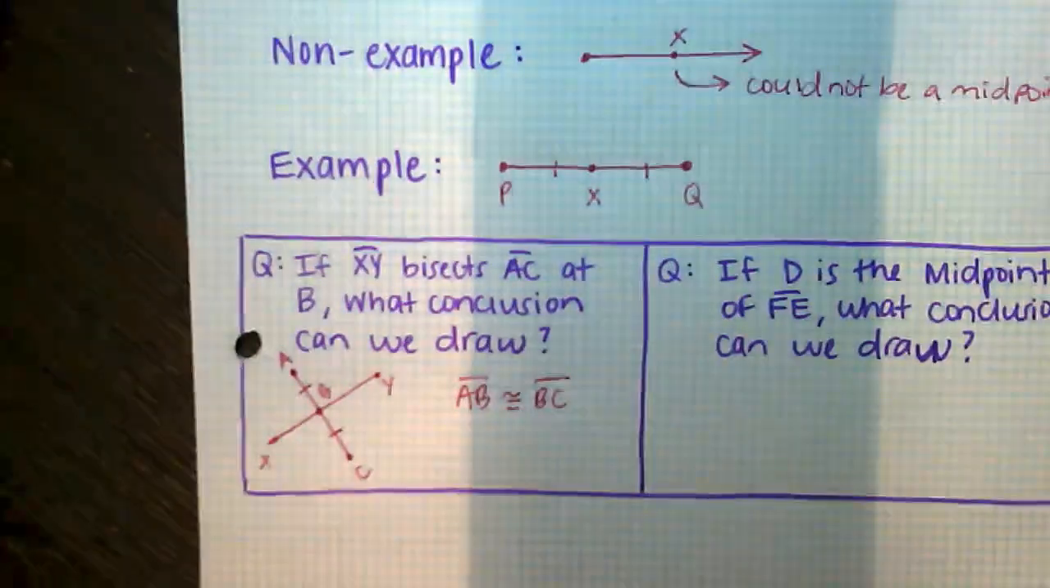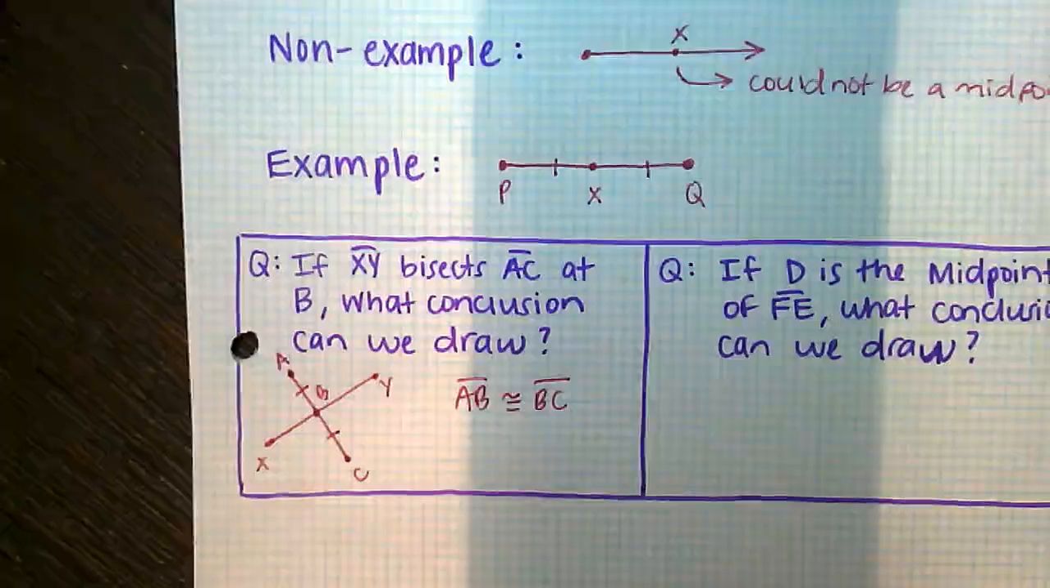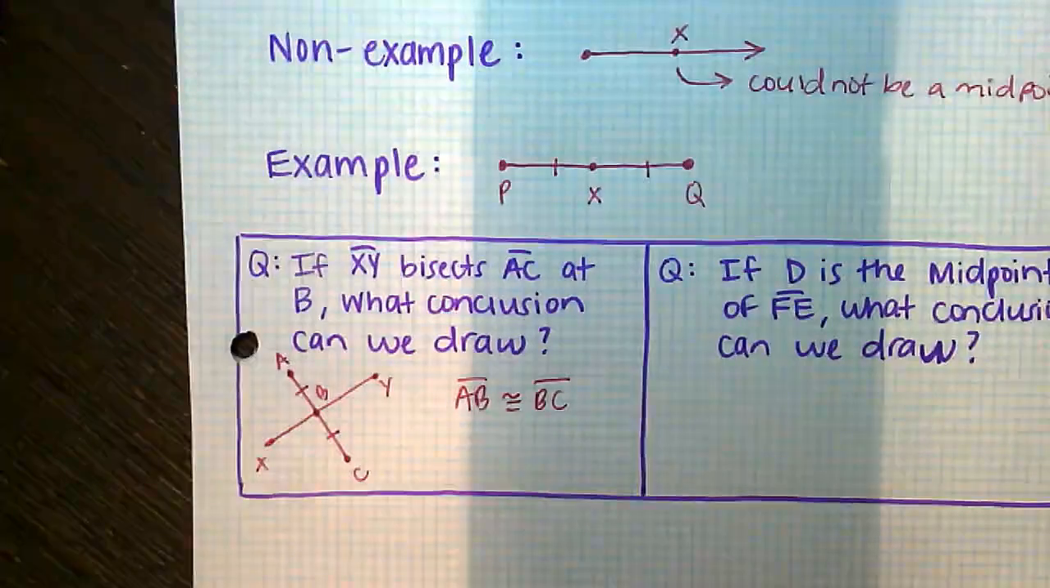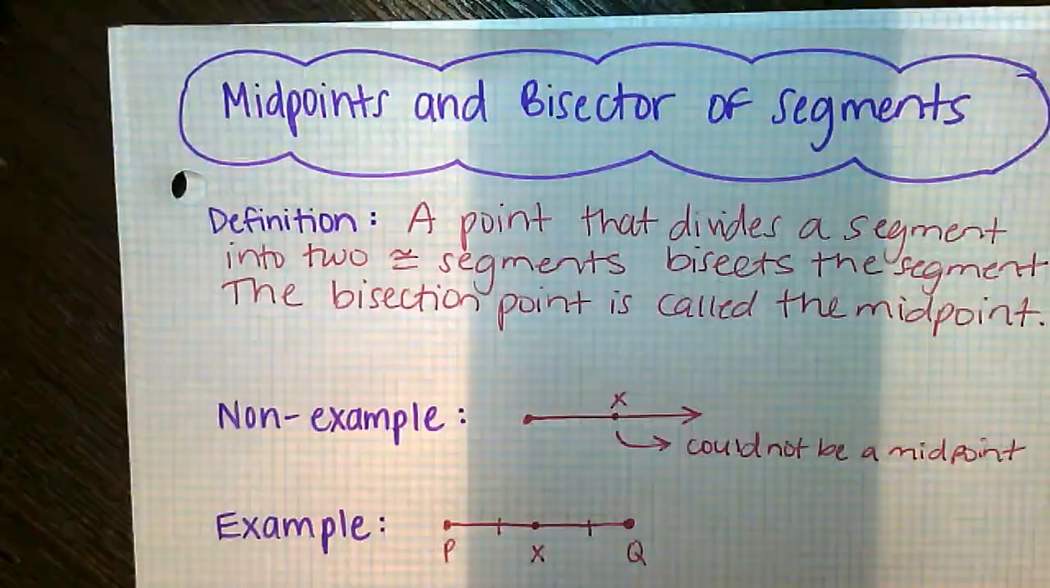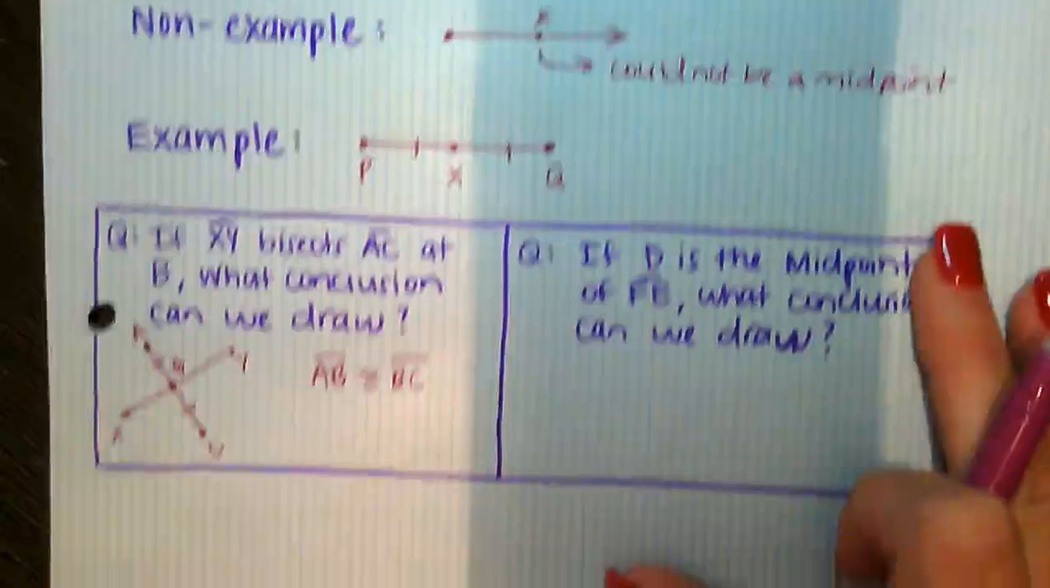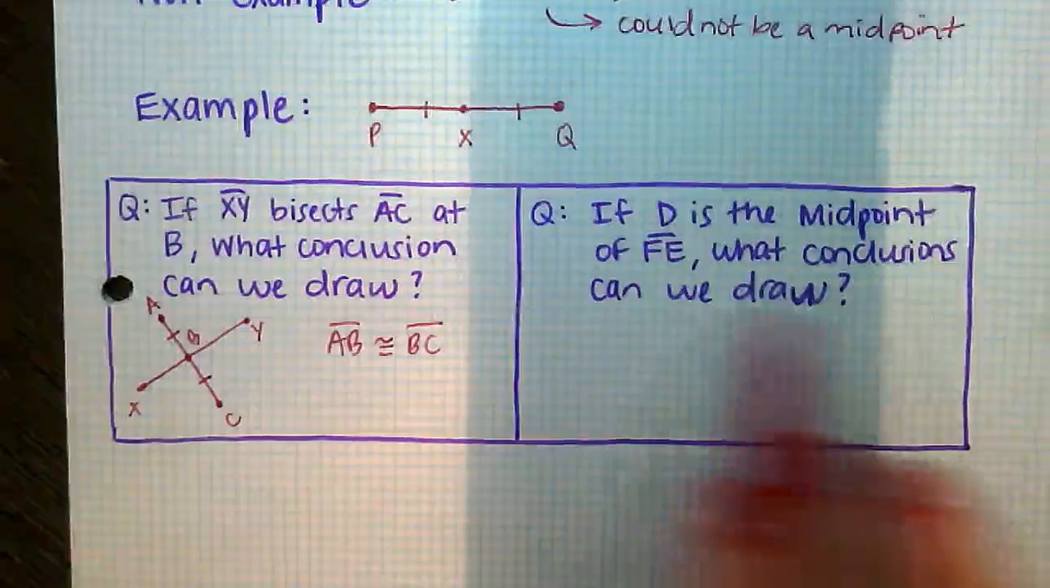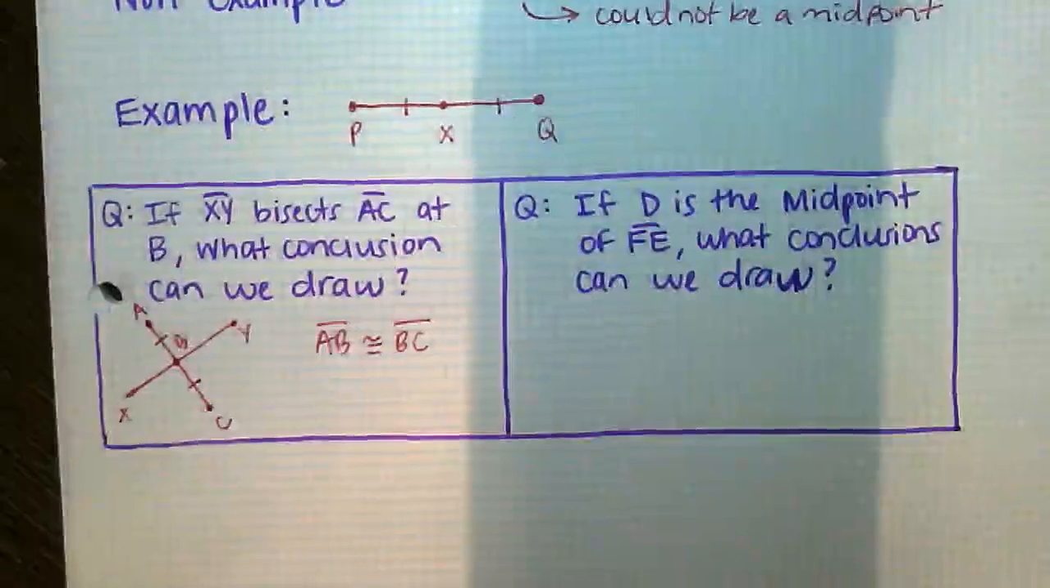Okay, so this is a conclusion that you can draw anytime you have a midpoint, the two congruent pieces, and that just goes back to the definition of a bisector or of a midpoint. Okay, let's take a look at this one. If D is the midpoint of segment FE, what conclusions can we draw?